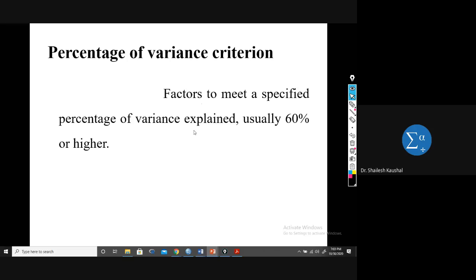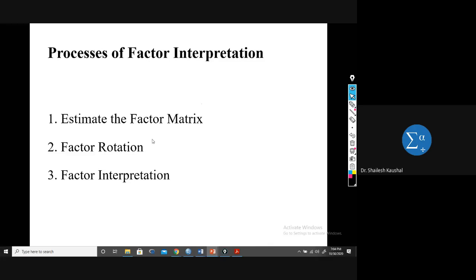And percentage of variance is another criterion; the variance should be greater than 60 or higher. Then there is the process of factor interpretation. One is to estimate the factor matrix. A factor matrix is a matrix where the rows hold all the variables and the columns hold the factors. Then factor rotation, whose purpose I will discuss. And then factor interpretation: after conducting the factor rotation, we interpret the factors.